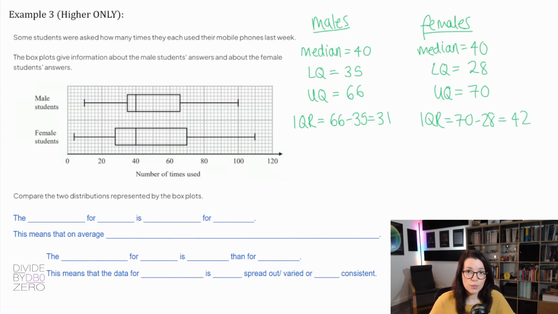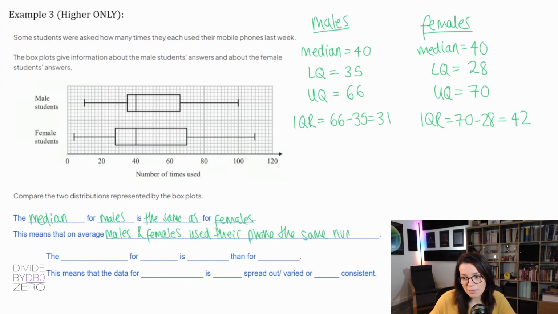Now we have our data, we can make our comparisons and fill in the template. So we can say the median for males, in this case, is actually the same as for females. And this can happen. It's not always going to be greater or smaller. In this context, this means that on average, males and females used their phone the same number of times.